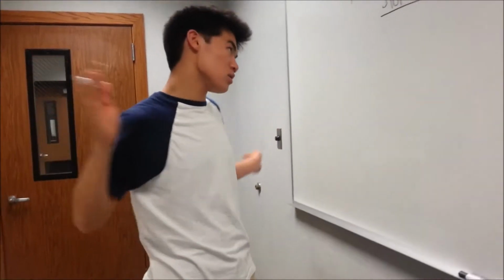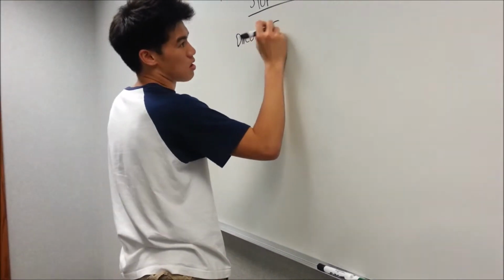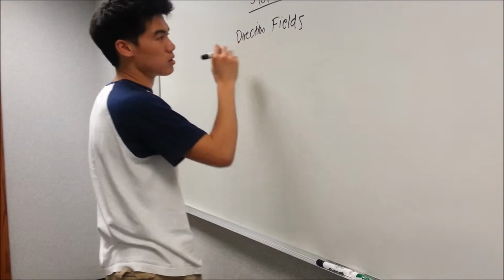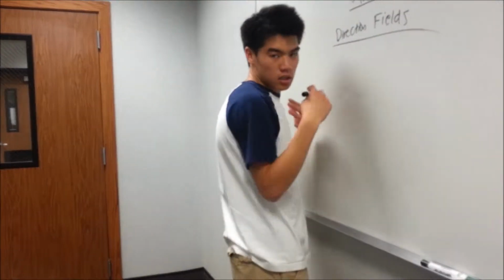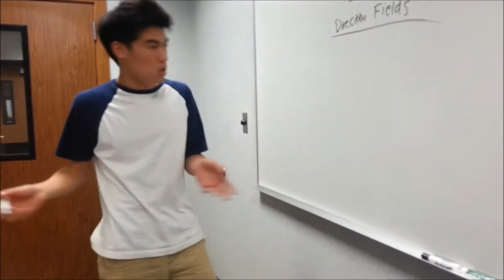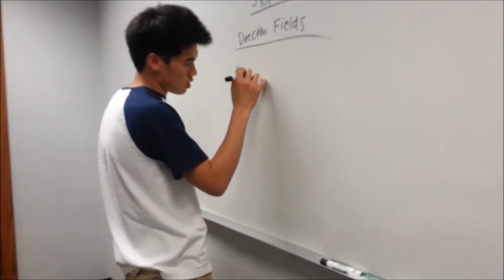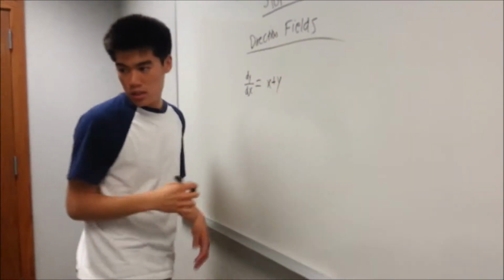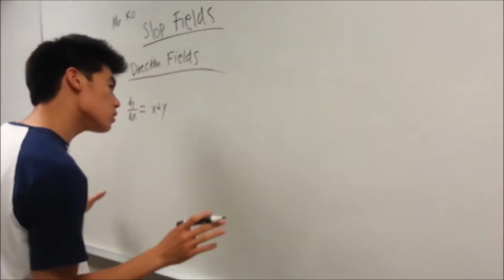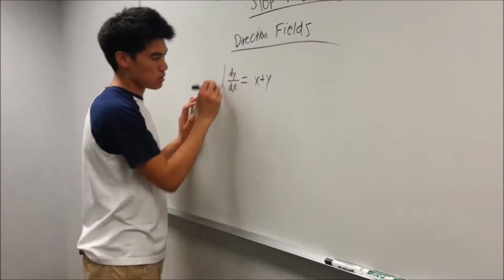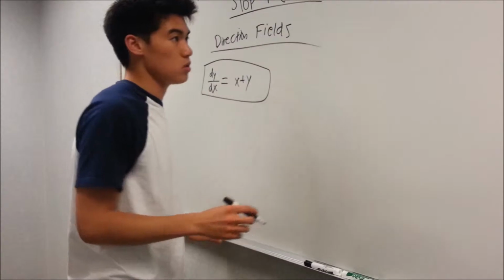Slope piers is also called direction piers, and the goal of this slope or direction pier is to give a good representation for a differential equation of what the slope is at each point on a graph. So we're going to do an example here. This one's dy dx equals x plus y. So we're going to do the drawing.